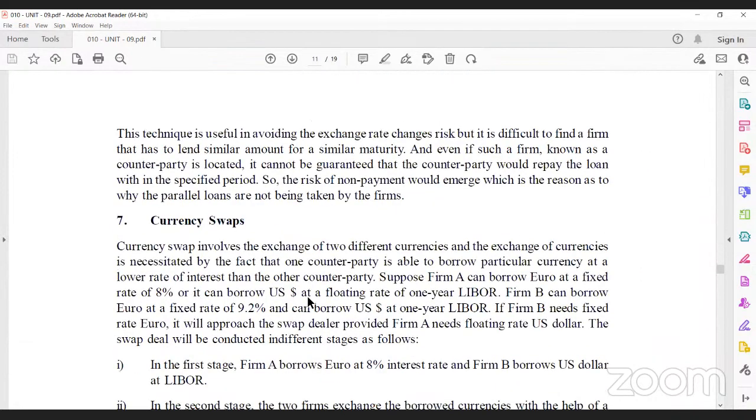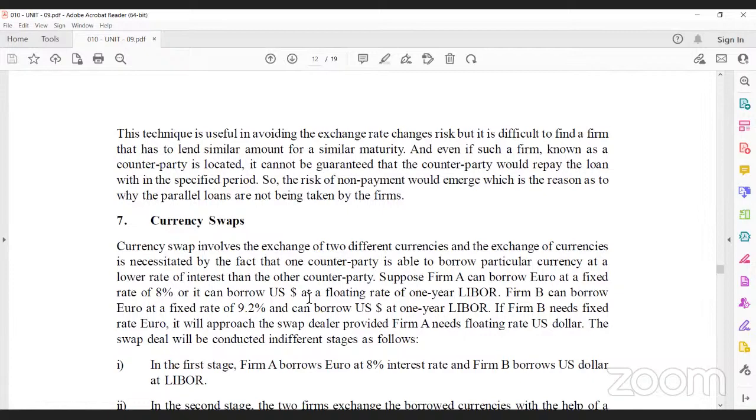This technique avoids the exchange rate risk. Though it is difficult to find a firm that has to lend a similar amount of similar maturity, known as a counterparty, and it cannot be guaranteed that the counterparty would repay the loan at a specified period. Okay.